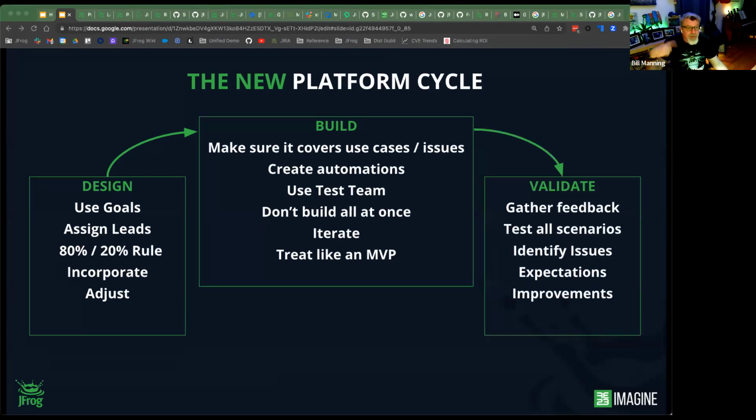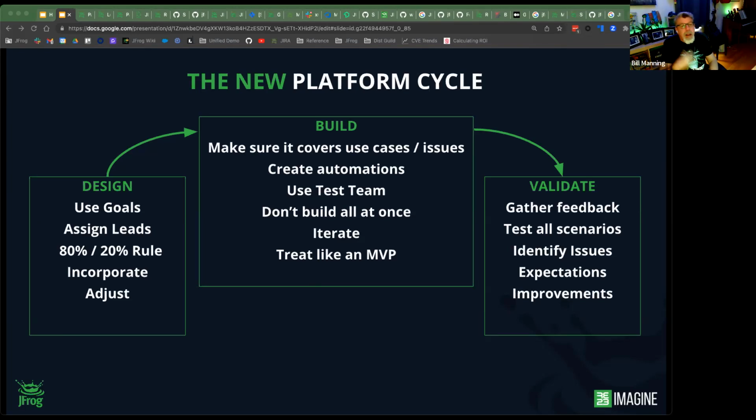Make sure you're gathering feedback constantly. As you're deploying this, make sure you have somewhere people can actually go in and put in issues and suggestions and whatnot. Make sure you're always testing the scenarios again. Identify those issues. Make sure the expectations are being met. Once again, you're interviewing your teams.